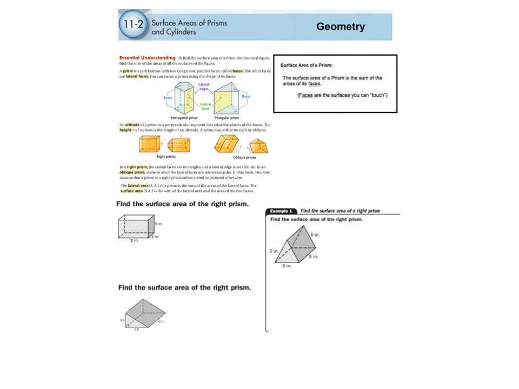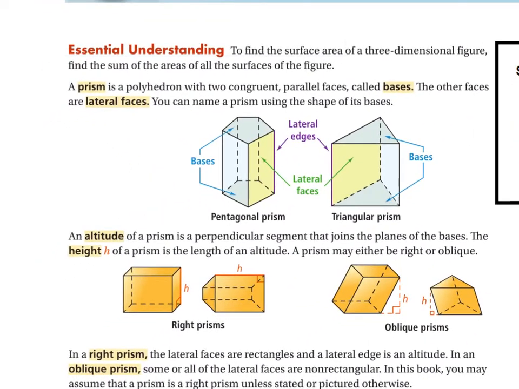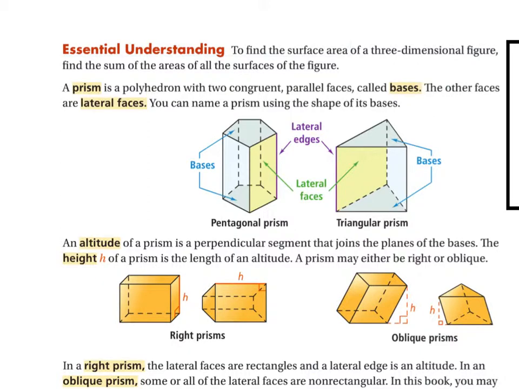In 11.2, we are talking about, again, solids. But rather than just all types of polyhedrons like we were talking about yesterday, we are talking about a specific type of polyhedron called a prism. Now this first part of the notes is just a lot of vocab, and I apologize for that. But a prism is a polyhedron that has two faces that are congruent and parallel to each other.